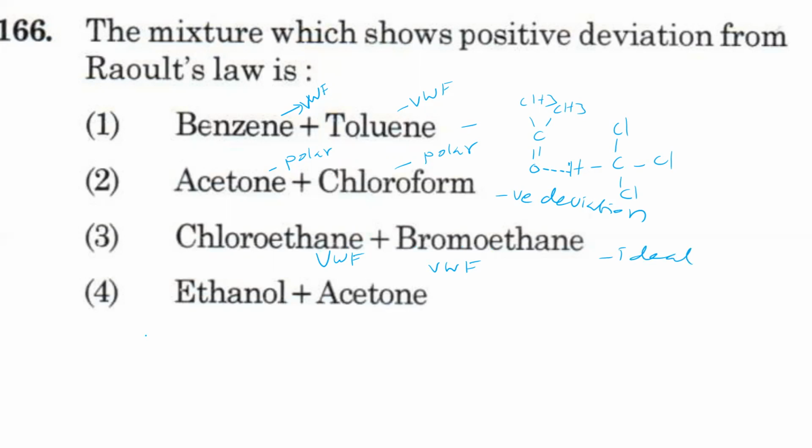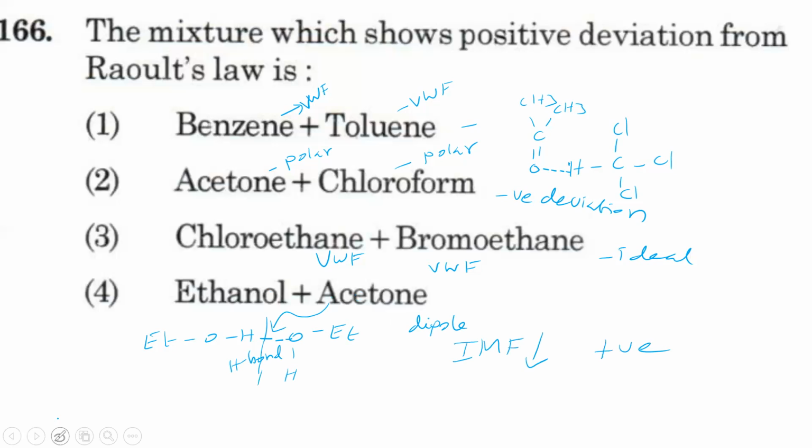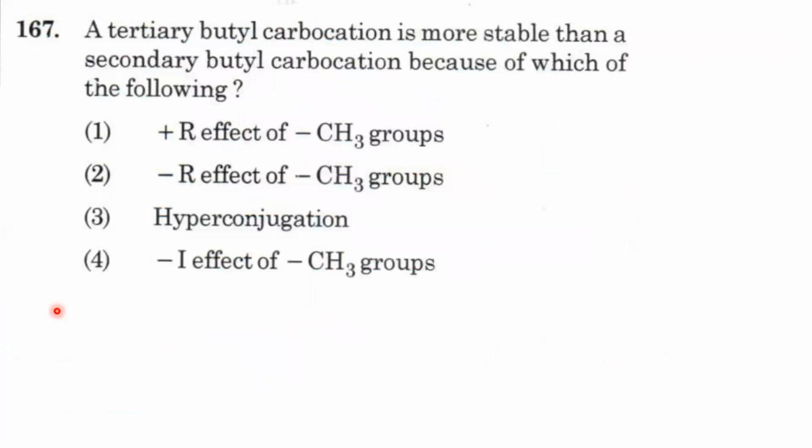Now, ethanol. In ethanol, hydrogen bonding is present. Acetone is a polar molecule with dipole, so when acetone is added, it will come and break this hydrogen bond. Therefore intermolecular force decreases, and it is a positive deviation. So the answer is the fourth option, ethanol plus acetone, positive deviation. Next question, we'll take.